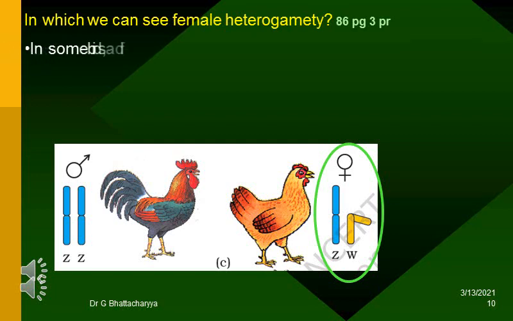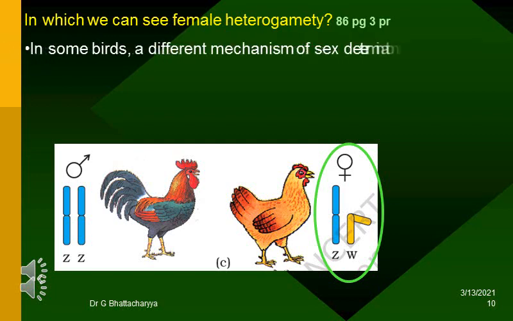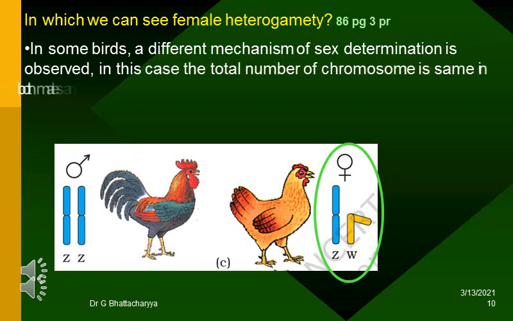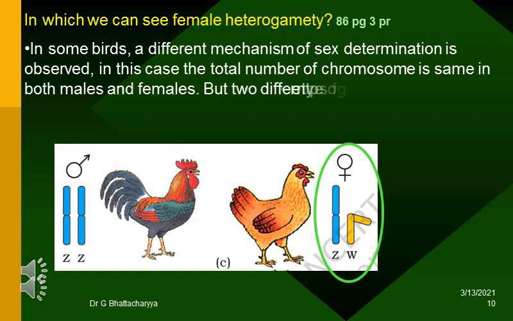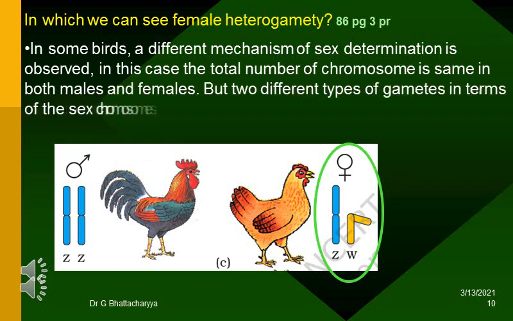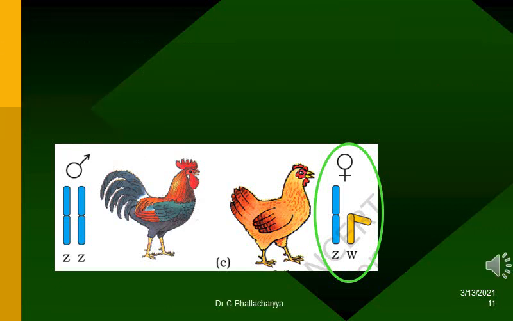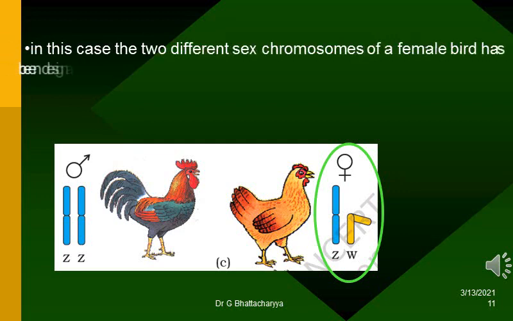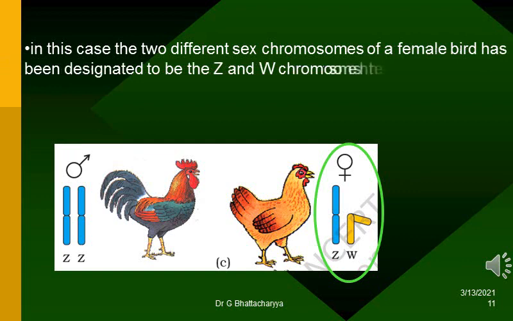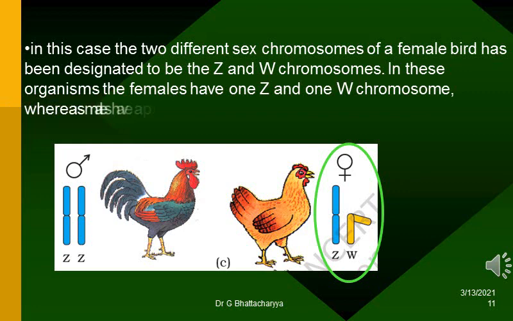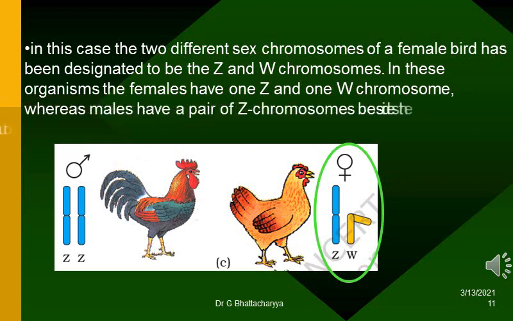In some birds, a different mechanism of sex determination is observed. In this case, the total number of chromosomes is the same in both males and females. But two different types of gametes in terms of the sex chromosomes are produced by females, that is, female heterogamety. In this case, the two different sex chromosomes of a female bird have been designated the Z and W chromosomes. In these organisms the females have one Z and one W chromosome, whereas males have a pair of Z chromosomes besides the autosomes.